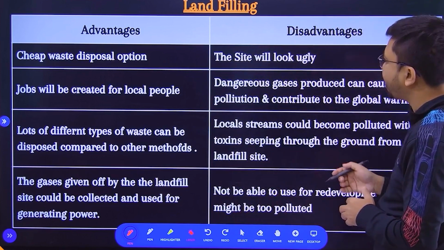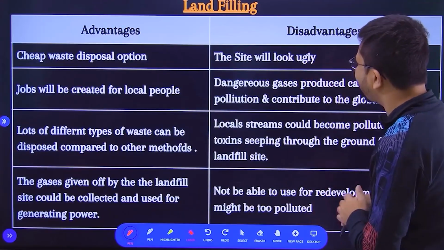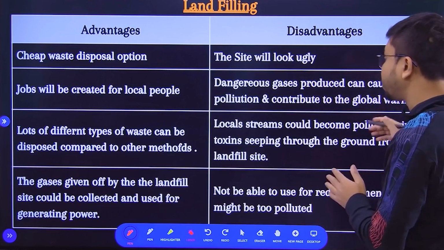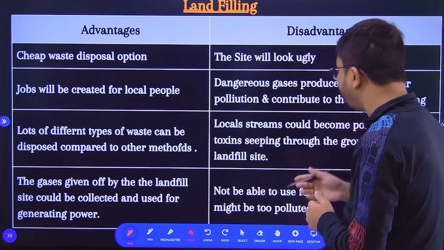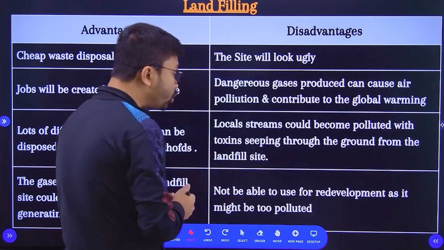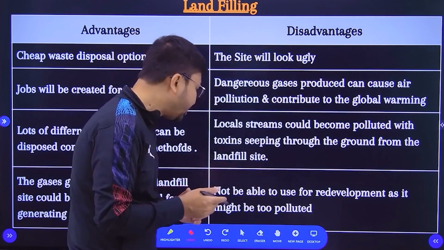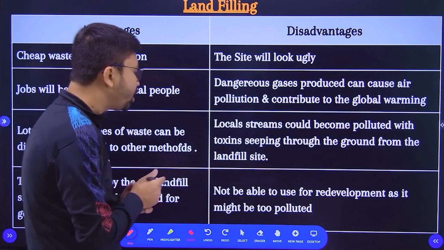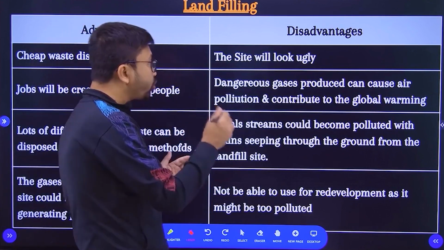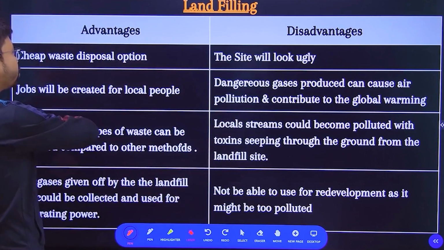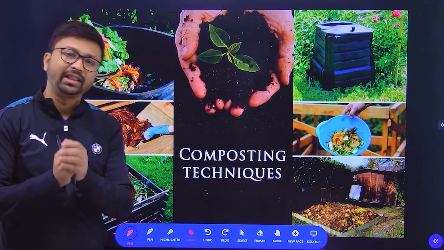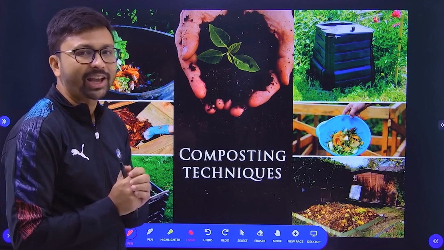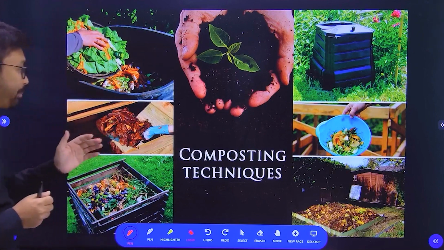Now what are the disadvantages? The site will look ugly. The dangerous gases produced sometimes also create pollution. Local streams could become polluted, and the site may not be usable for redevelopment as it might be too polluted, right? So those are the problems. So remember one thing: for every type of disposal, there will be some advantages as well as some disadvantages.